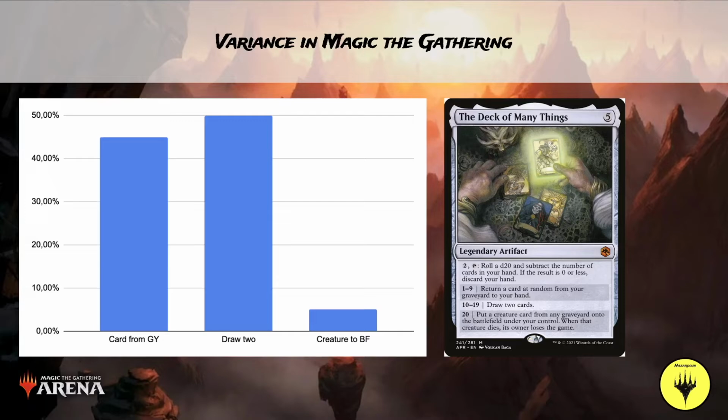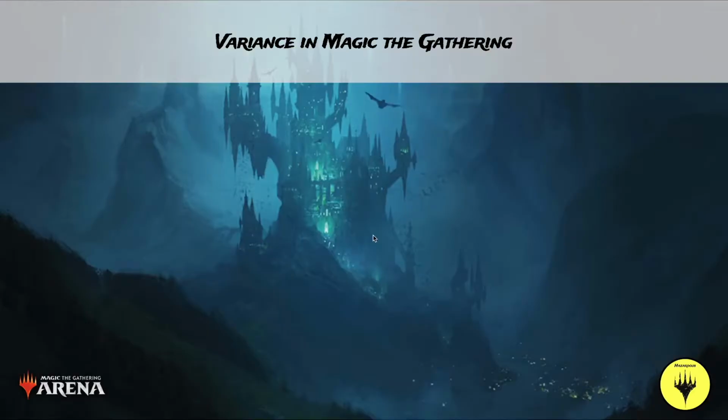As you can see from the deck of the many things probability curve, there's an expectation on what might happen, but if this is going to happen, it's written on another paper, as they say.